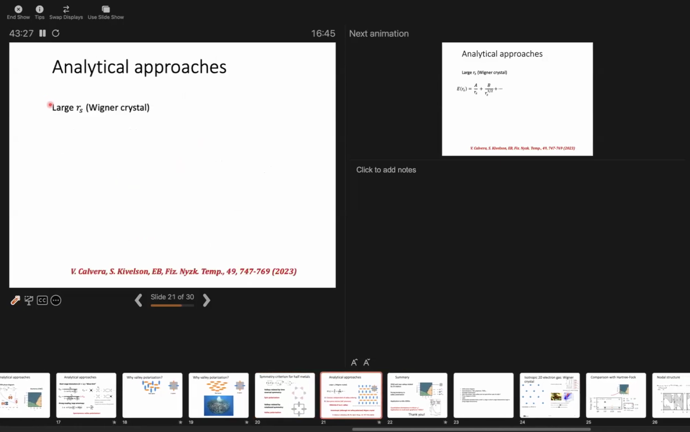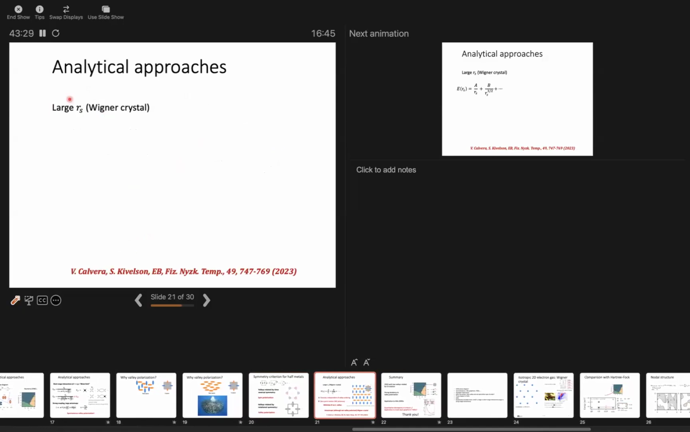The other quick comment is about the large RS limit. At very large RS, we expect the system to crystallize, to form some kind of Wigner crystal. But it's an interesting Wigner crystal because we still have the two valleys, the valley degree of freedom. So in the Wigner crystal, every electron still has to decide what its spin and what its valley is. For the spin, this is a well-known question, but in the large RS limit the electrons are very far apart.